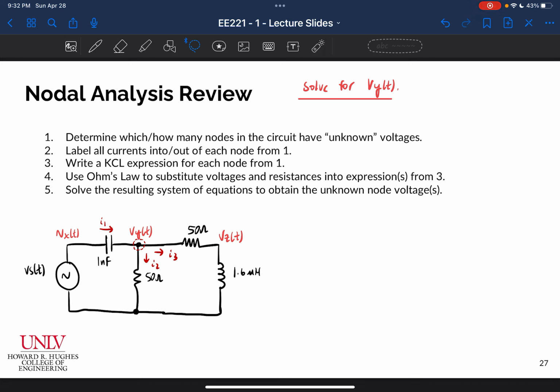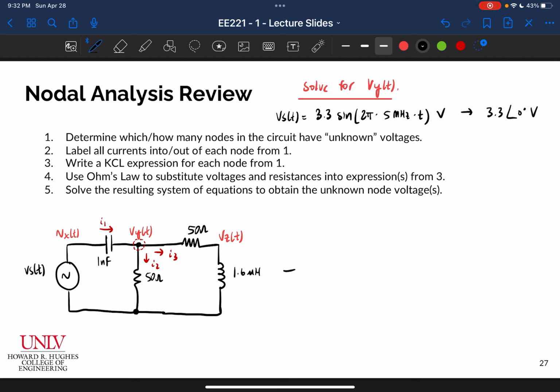I haven't given any parameters for Vs of t yet, so let me do that. Vs of t is going to be 3.3 times the sine of 2 pi times f, which in this case I'm making 5 megahertz, times t volts. Okay, so 3.3 volts at 5 megahertz. We know that that phasor is just going to be 3.3 angle 0 degrees volts. We have no phase shift on our input source.